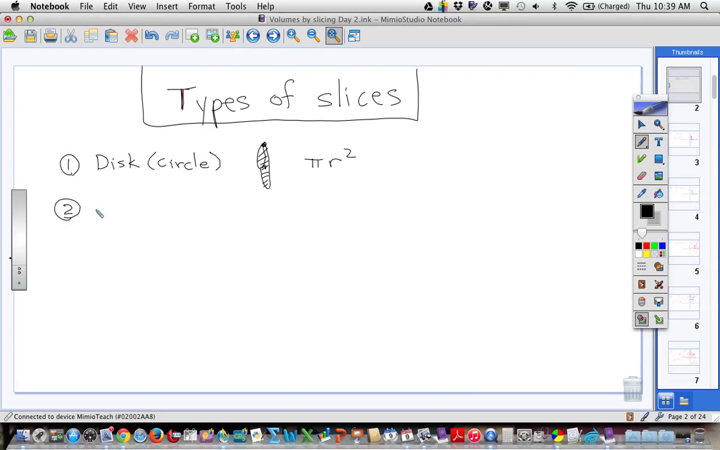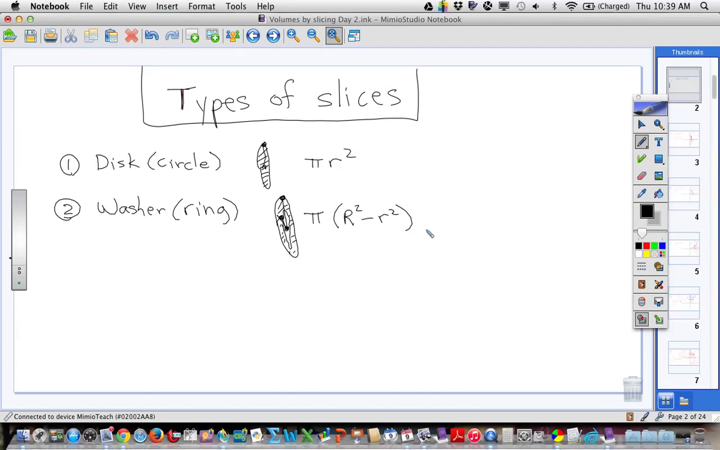And then the other thing is we could have a washer type slice, or a ring, if you want to call it a ring. And there, you know, you're looking at something like that. And again, you've got an outer radius and you've got an inner radius. So that's pi parentheses big R squared minus little r squared. So those are 2, and you're going to basically have to memorize these for our next quiz.